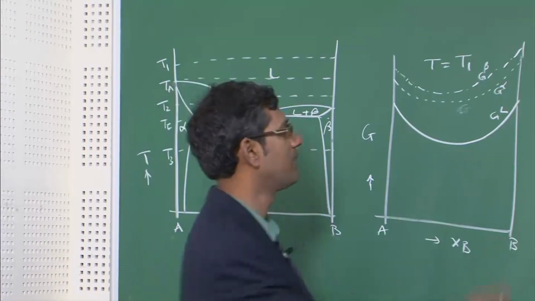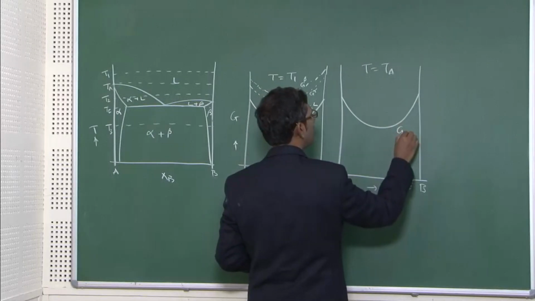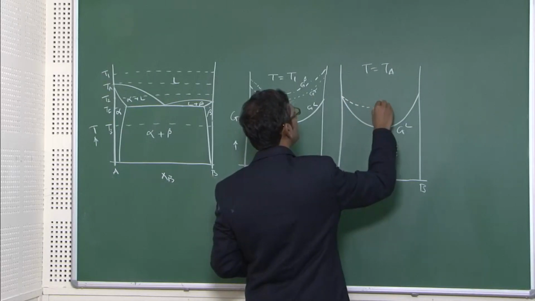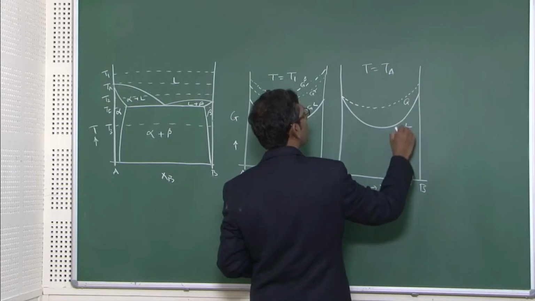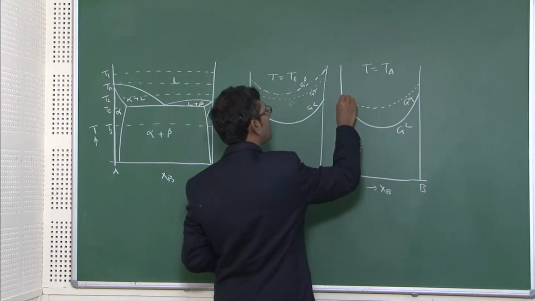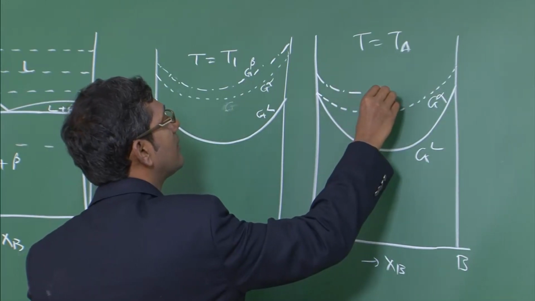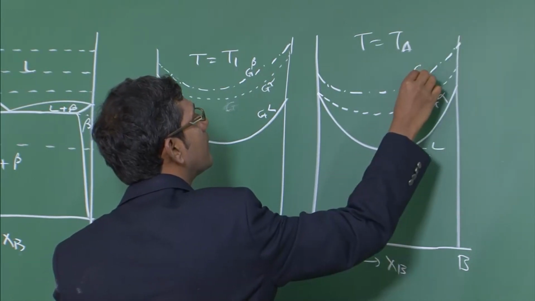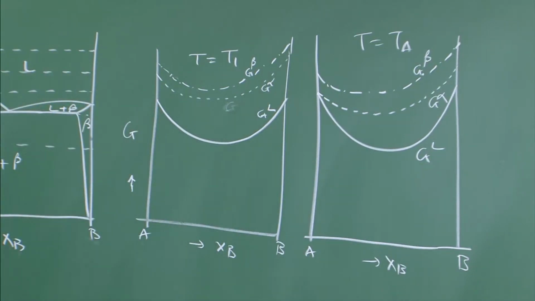it will remain the same. So again I draw liquid. So as I told you, only at the A end, the free energy of alpha and liquid will touch. That is what you see here, it is touching, and beta will remain higher. Okay, that is how it will look, very simple.